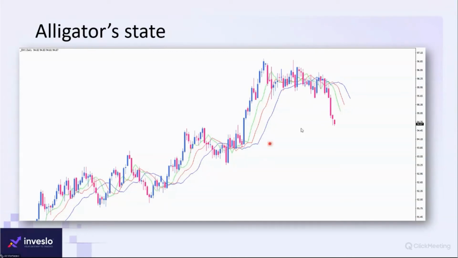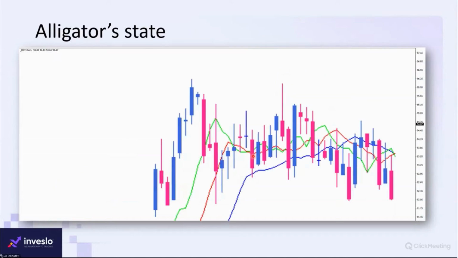See, for example, sometimes you see all the lines or moving averages are a bit entwined here. They're together, there is a mess actually here, and sometimes we see they are open, taken apart from each other, going in a straight way. And sometimes we see they are crossing over each other, and we will go through them to see which means what.